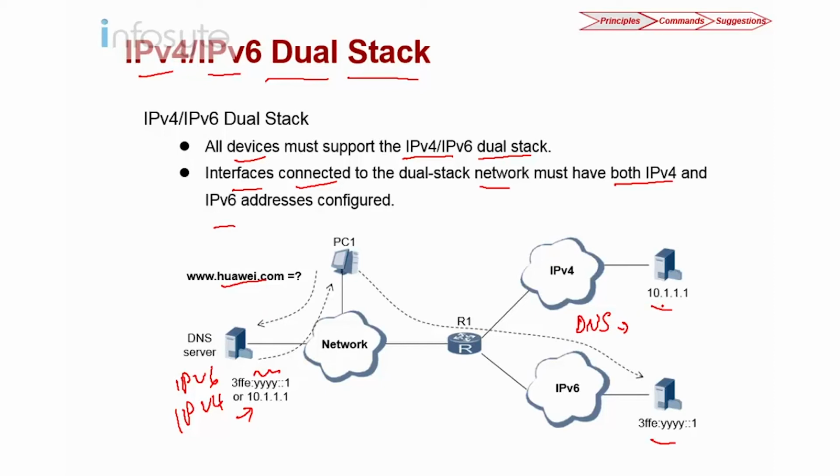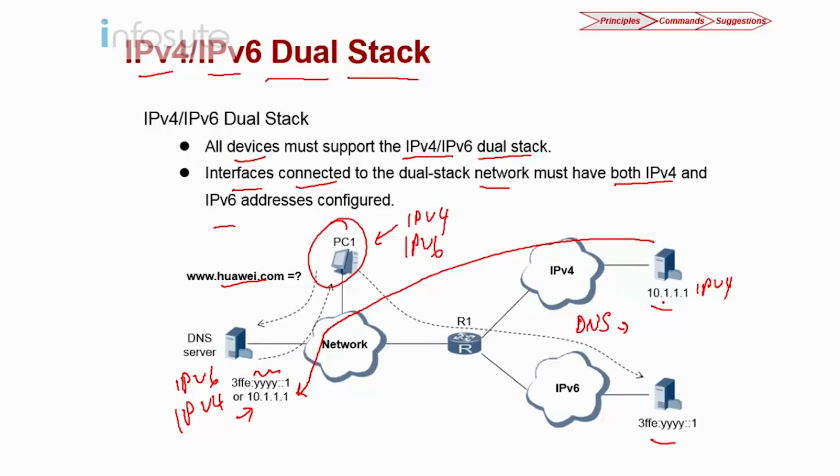Now since this is an IPv4 only host, this host is going to query the DNS server using 10.1.1.1, resolving to the PC1 address. This PC1 address again has both IPv4 and IPv6, and in this case it is going to resolve into the PC1 IPv4 address, which is 32-bit. Okay, now when you do a query, you are going to query the A record.